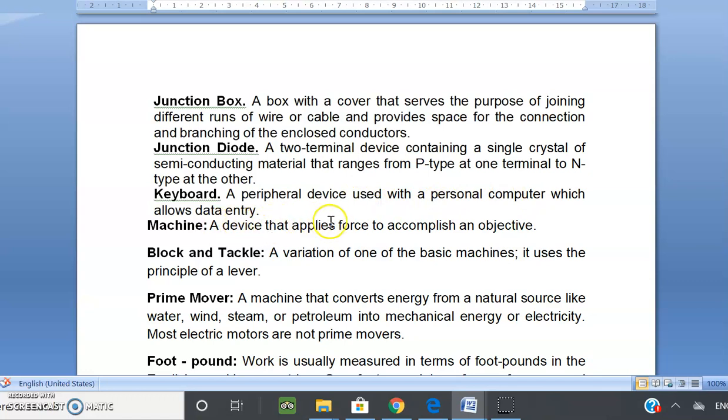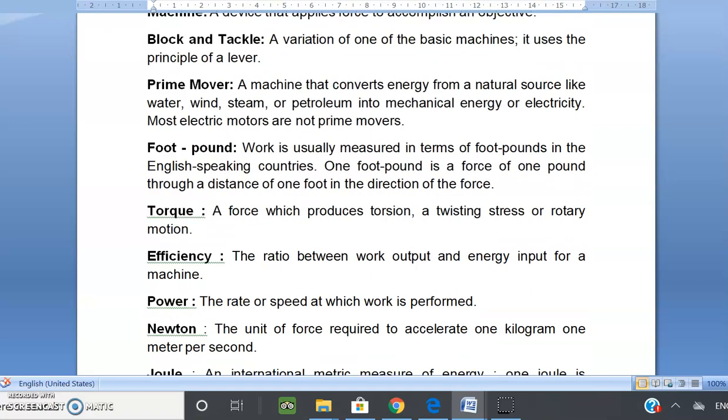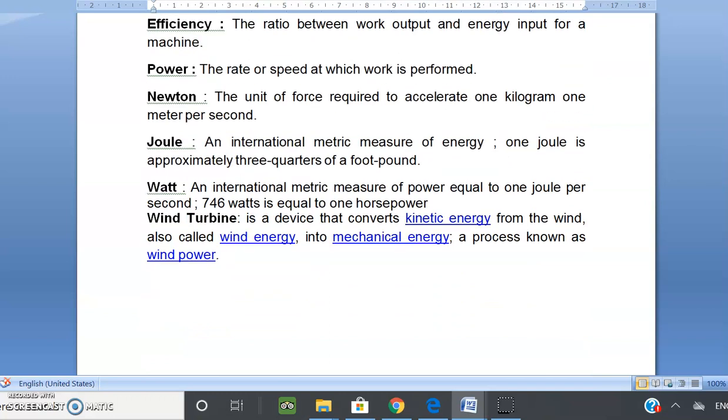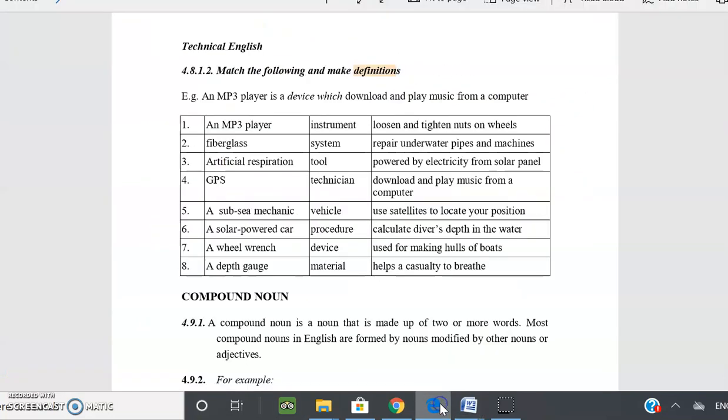It is a device that applies force to accomplish an object. Block and tackle, this is a game like then you have power, Newton watts. So all this I will share. So let us look up whether we have followed the rules of technical definition.